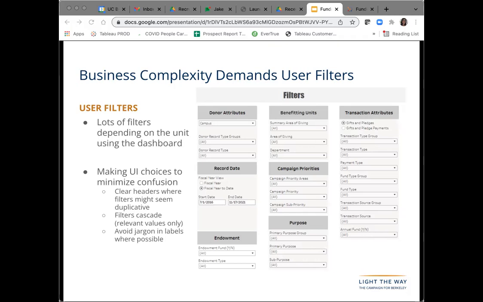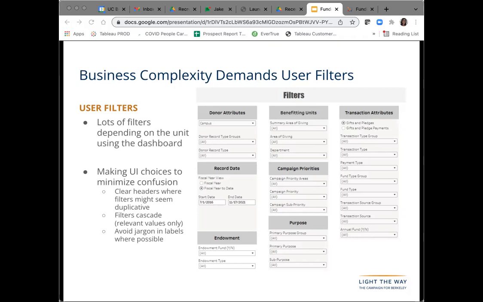So the first thing we did was we categorized them by type. So you can see we've got donor attributes. So this is who's giving the gift. So these are filters that are just about that. Benefiting units. So who's getting the gift? And those 3 filters are just about that. The transaction attributes are what is specific to that specific gift. So we've really purposely categorized things and tried to make really clear headers so that it would be clear about what's going on.